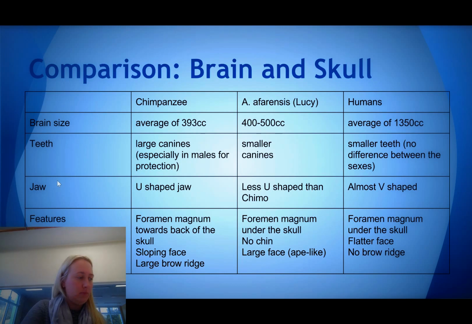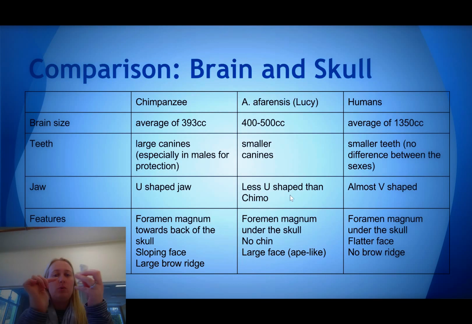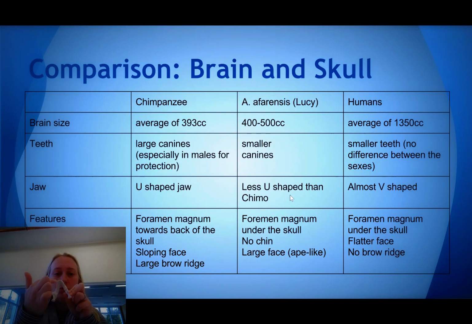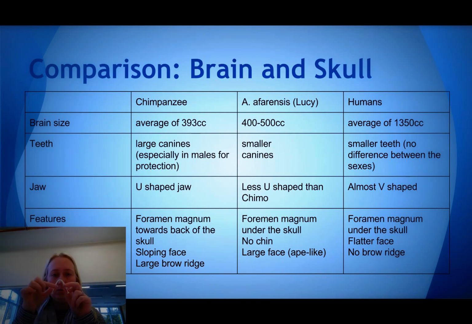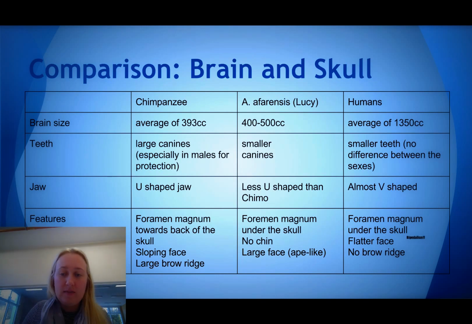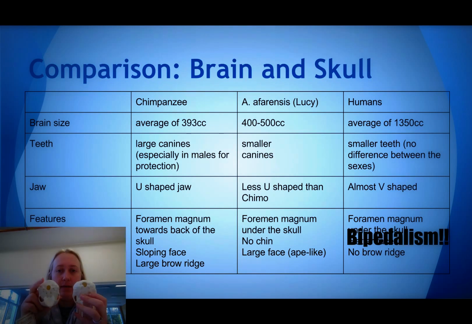The jaws. So we'll go back to Lucy. A U-shaped jaw for Lucy, quite similar to chimpanzees. If we look at a human's, it's much more V-shaped, a lot wider towards the back of the jaw. One of the most important features, and this all comes down to bipedalism, is the position of the foramen magnum. Foramen magnums are the holes at the back of the skull where the spinal cord enters. If we look at the chimpanzees and compare that to a human, you can definitely see that the human's foramen magnum is much more under the skull. Chimpanzees is much further back.